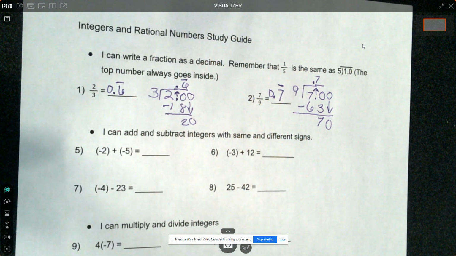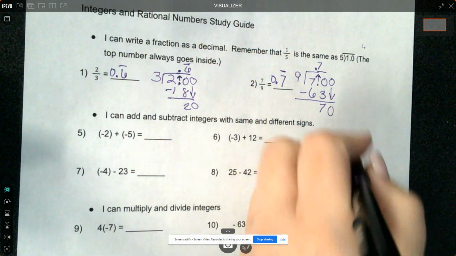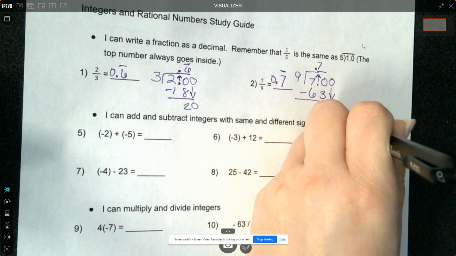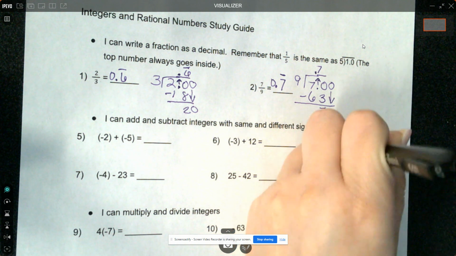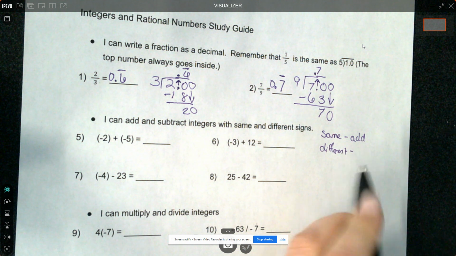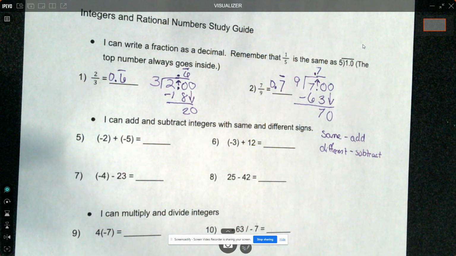The next section is I can add and subtract integers with the same and different signs. What are the rules for adding and subtracting integers? If you add them, what are the rules? Aiden? If you're adding with the same sign, you'll add. If you're different, you'll subtract. So in addition and subtraction, the same sign, you add the numbers together, but they're different signs, you subtract the numbers. If you have a subtraction problem, what are the things you have to do?